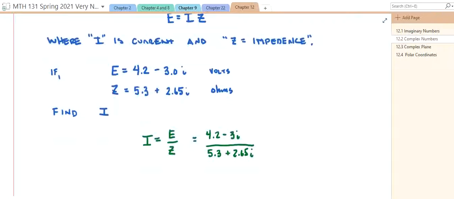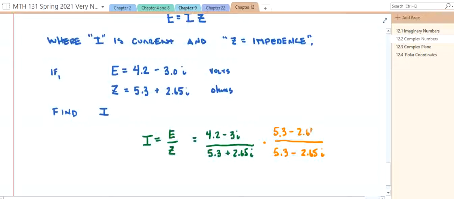So, looks like we have the division of a complex number. We can handle this because we can use the complex conjugate of the denominator, 5.3 minus 2.65i. And we know this will end up giving us something that is a real number in the denominator that we can use. But if we multiply the denominator by 5.3 minus 2.65i, we've got to do the same thing in the numerator. Otherwise, our equation is not the same anymore.